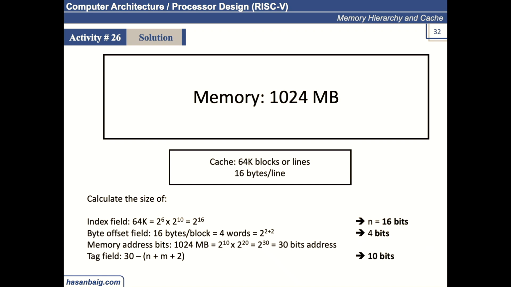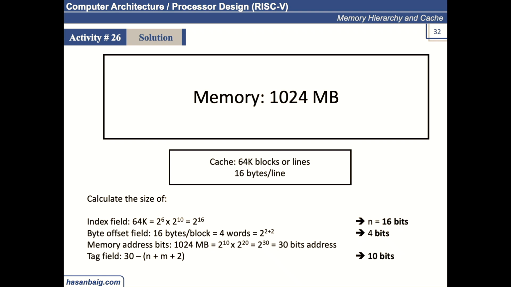Any other question? Yeah. Can you explain the offset field again? Offset here, this one? Yeah. So how many bytes? It specifies the number of bytes in a block. It is 16 bytes. So we are talking about the byte offset, which means how many bits do we need to access these 16 bytes individually, right? So how many bits can you use to access the values from 0 to 15? So 0 to 15, you can use 4 bits, right?